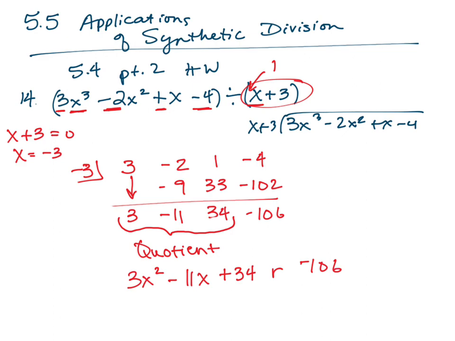There's several different ways we could write that. You could write it just r minus 106, or a remainder of negative 106. I really prefer to look at it with my divisor, x plus 3, times my quotient, plus 34 with a minus 106 on the end. So I can tell, hey, if I were to go through and FOIL this out or distribute this out, I could get back to what I started with.